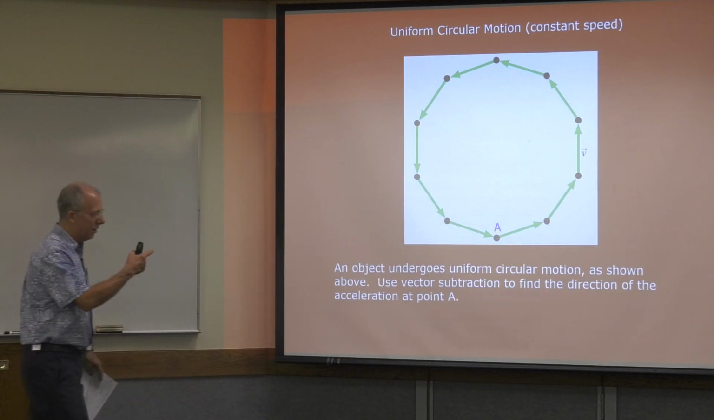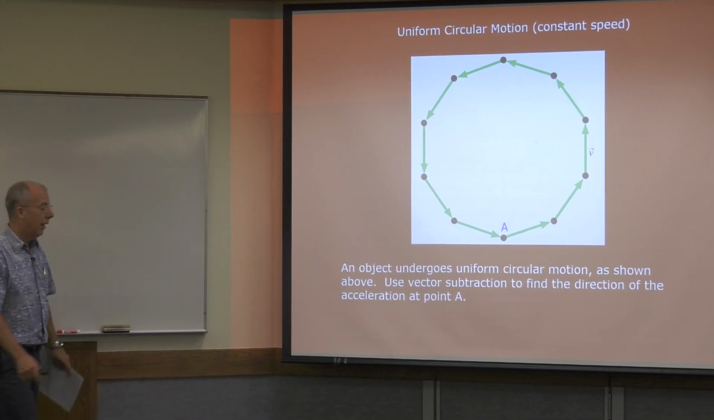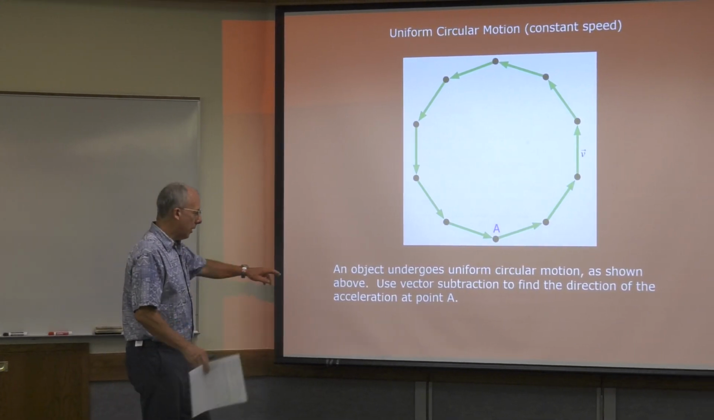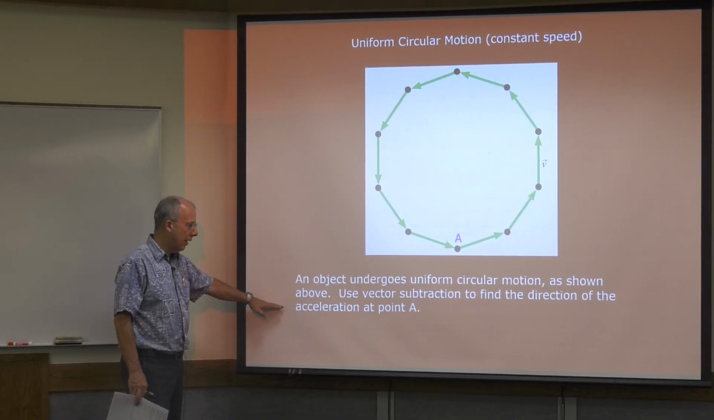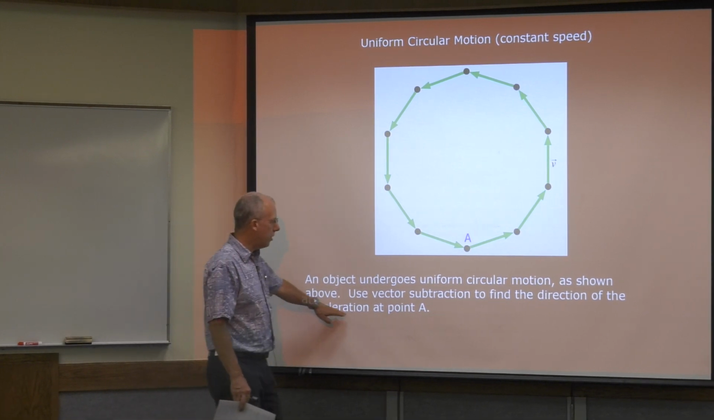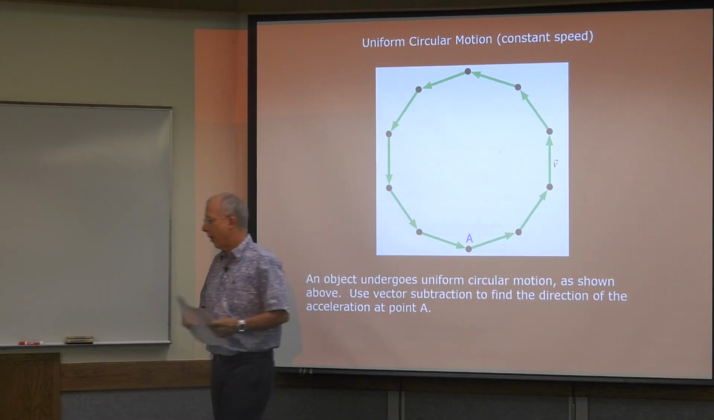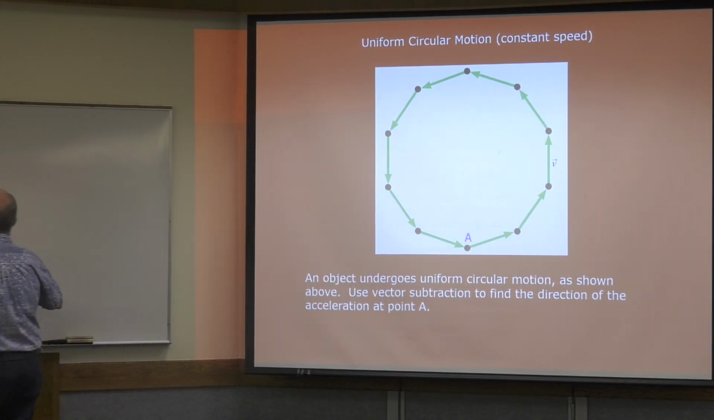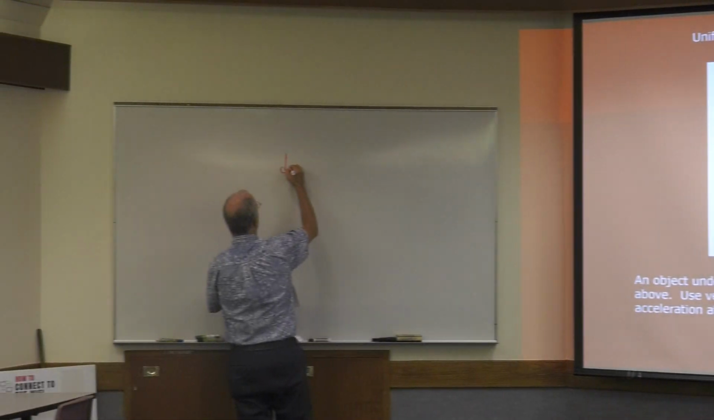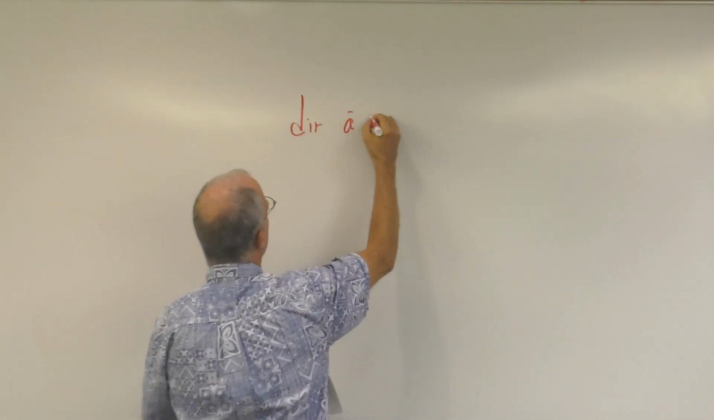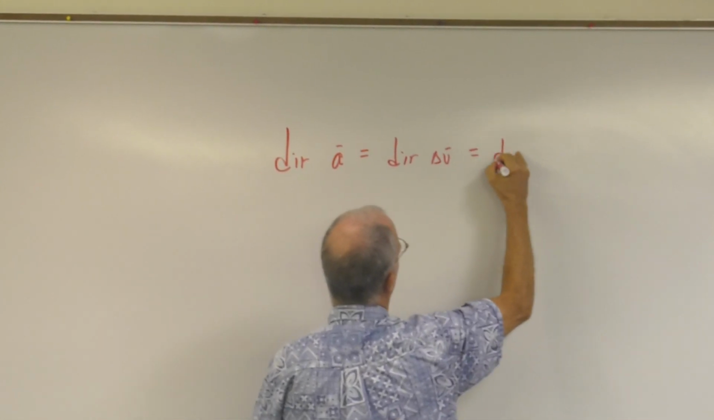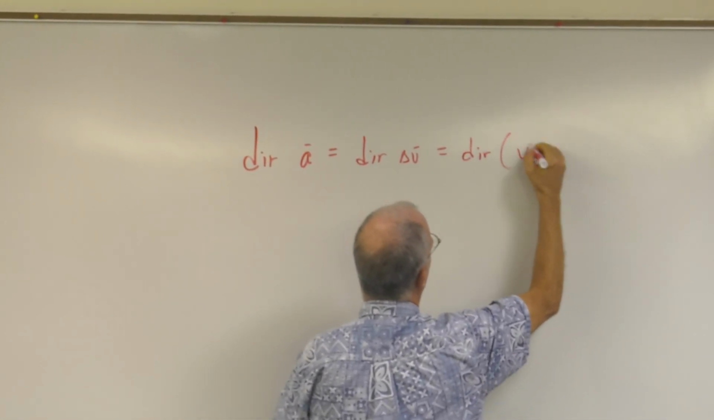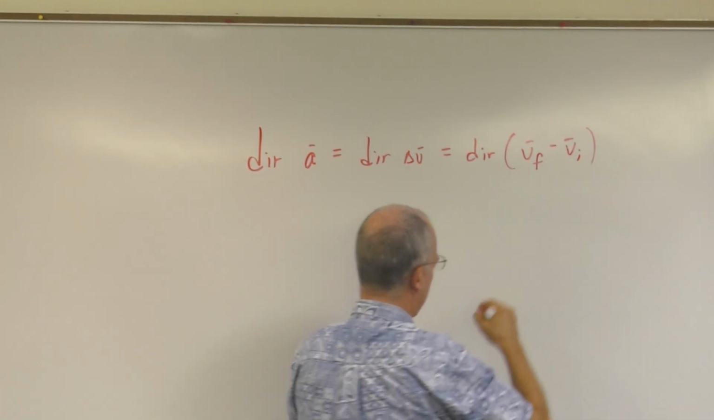Now, we've seen this many, many times. An object undergoes uniform circular motion as shown. Use vector subtraction to find the direction of the acceleration at point A. So how did we do that? We said that the direction of a equals the direction of delta v, which is the direction of v final minus v initial.